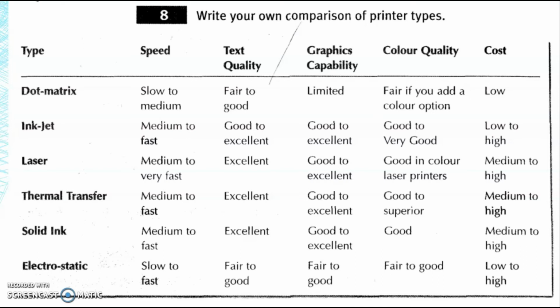For example, we see how inkjet and laser printer similar in speed. Both inkjet and laser printer have medium to fast speed. Or another idea, dot matrix and inkjet. The dot matrix printer has fair to good text quality, whereas inkjet printer has good to excellent text quality. So now you can do it by your own as the example given.